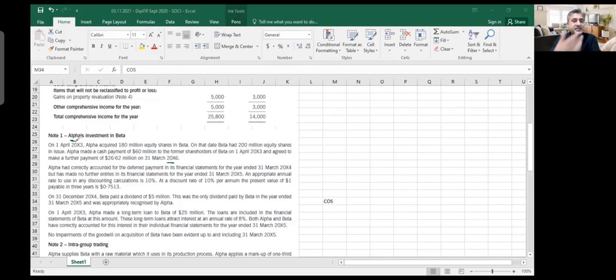We need to find out the present value of this deferred payment, and then we will unwind, and the finance cost will be included into the finance cost. So you understand that 26.62 million has to be paid after 3 years. So we need to find out its present value. Alpha had correctly accounted for the deferred payment in its financial statement for the year ended 31st March 2004.